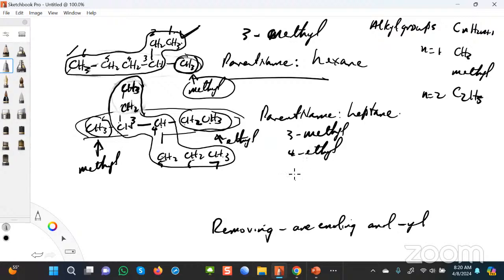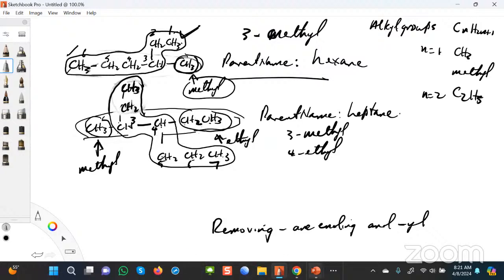So that's basically what is involved in identifying the location of the different groups that are branching from the main chain. Once we identify the main chain and we number the carbon atoms, then the next step is to identify the branches of that chain and indicate their location. In this particular case, the methyl group is bonded to carbon number 3, and the ethyl group is bonded to carbon number 4.